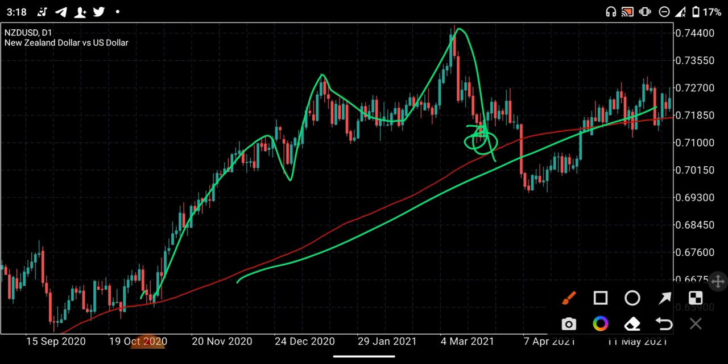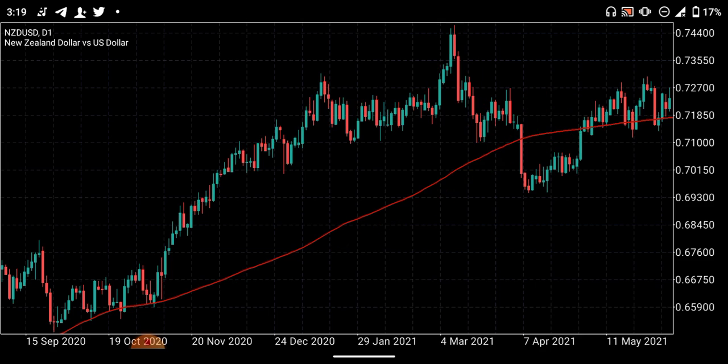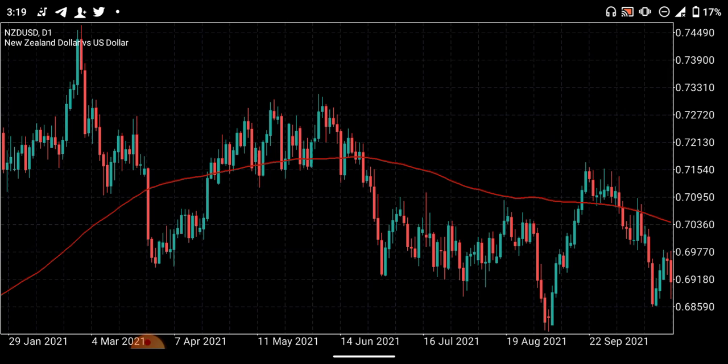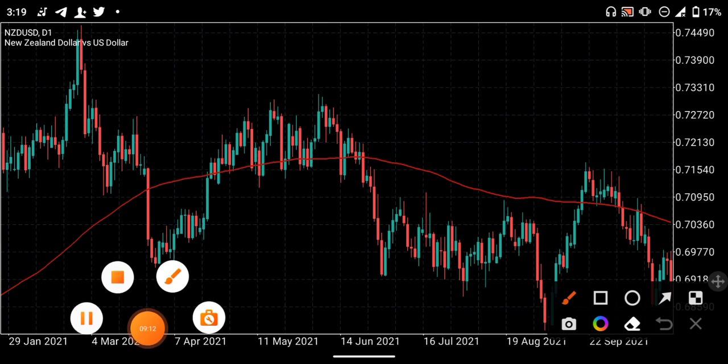It broke the structure. That means the change of character started here. You can see the change of character started there. So once there was a change of character, smart money traders stand down and observe what is happening in the market before you make a mistake.